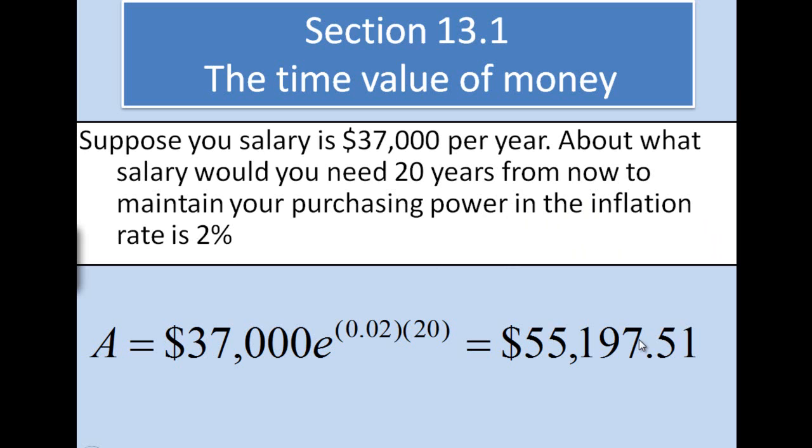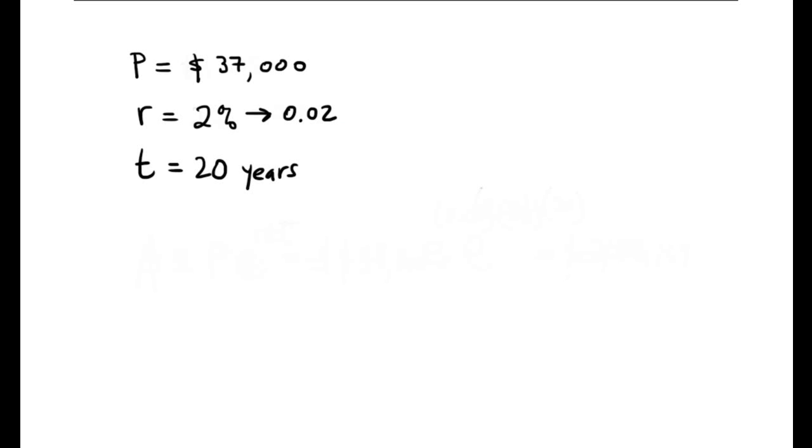Okay, let's see another problem. Suppose your salary is $37,000 per year. The question is what salary you would need 20 years from now to maintain your purchasing power, and the inflation rate is 2%. Same formula. You put 37,000 times e, the constant. In the exponent you put 0.02 in decimal, which is 2%, times 20 for the years. And the answer is 55,197.51.